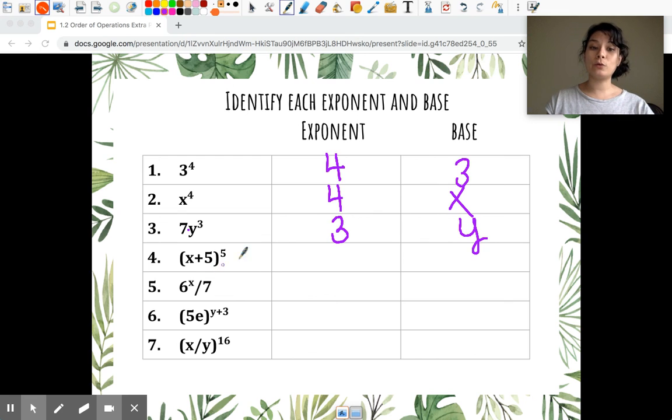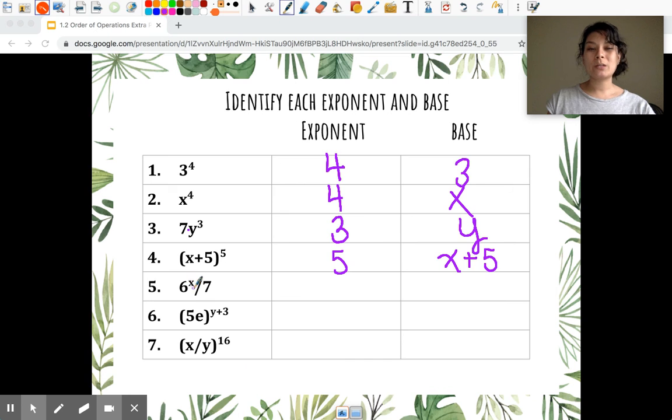Now let's take a look at number 4. Again, we'll start with the easy part. My exponent's that little number in the corner. My exponent is 5, but now I do have parentheses. So in this case, because this entire sum of x and 5 is contained in parentheses and the exponent is on the outside, this entire thing, x plus 5, is my base. So my base isn't just the 5 by itself, it's the entire sum, and it's the parentheses that make that happen, excuse me.